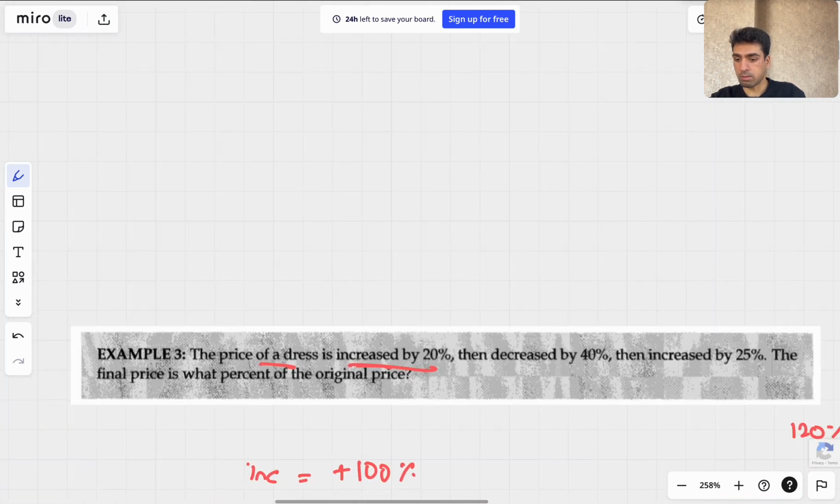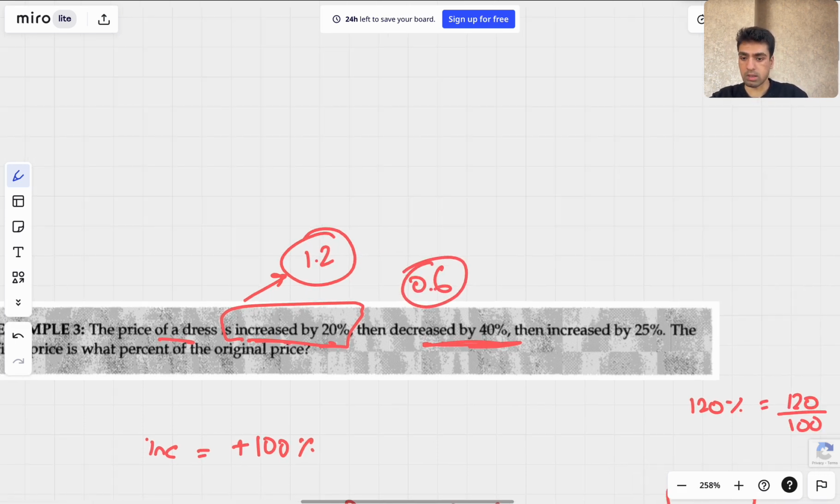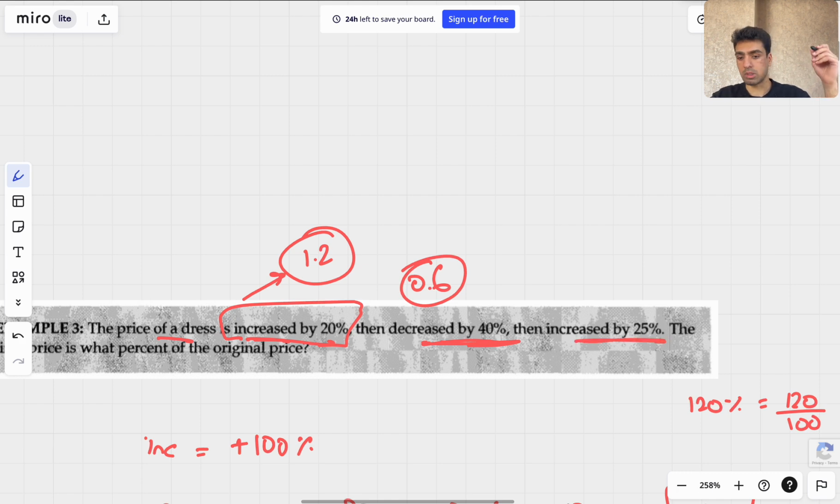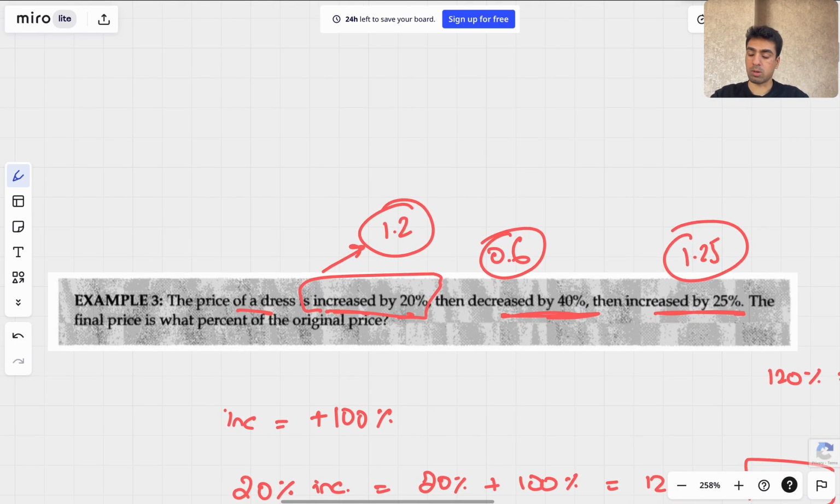Now, in this question, it's increased by 20%, which means you write this as 100 plus 20, which is 120%, which can be written as 1.2, right? And then it says it's decreased by 40%. Decrease means 100 minus 40, which means 60. 60% can be written as 0.6. And then it says increased by 25%, which means 25% plus 100. So it'll be 125%, which means you can write that as 1.25. It says the final price is what percent of the original price.